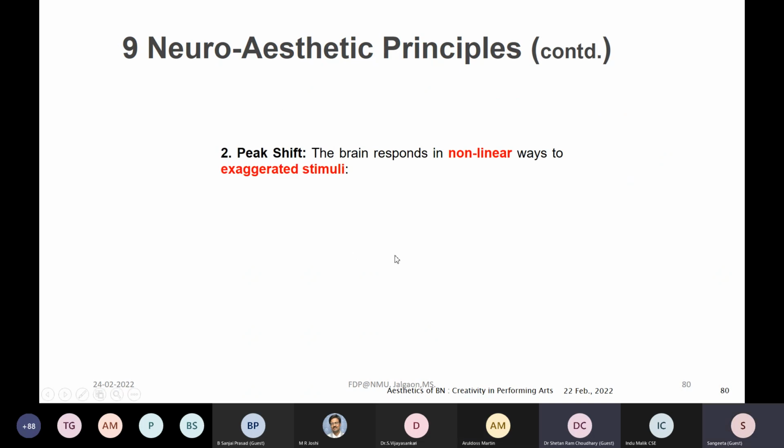Peak shift. What he says is the brain responds in non-linear ways to exaggerated stimuli. Exaggerated means something which is out of the way, just like that Parvati's picture we noticed. She's bent on one side, correct? So that looks different from her standing straight. Another example of exaggeration: have you all seen caricatures of politicians?